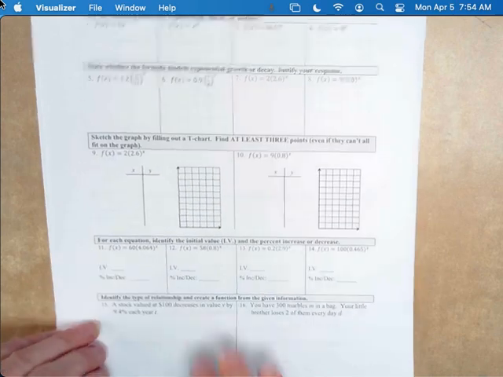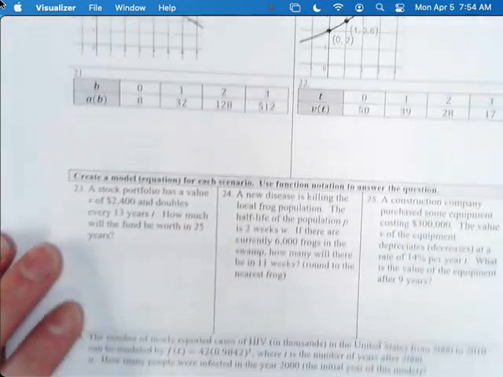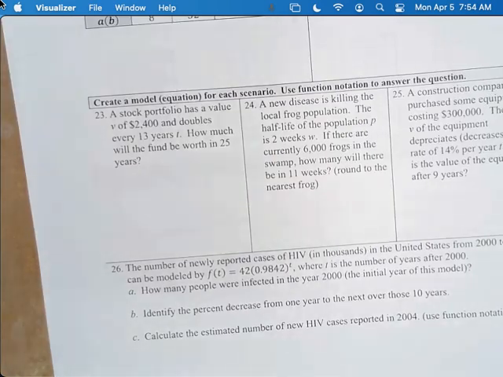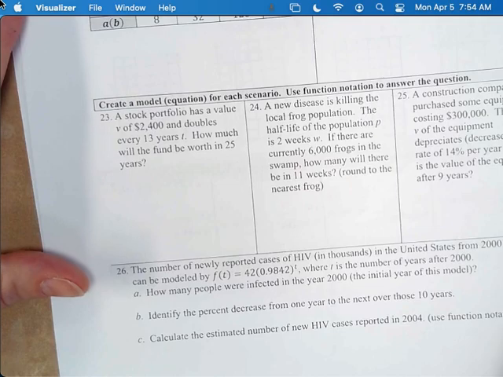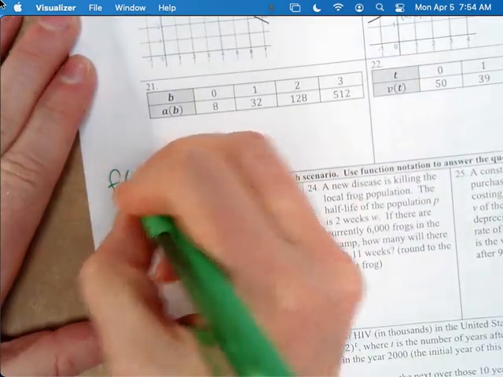23. Okay, let's look at 23. Create a model or equation for each scenario. Use function notation to answer each question. So let's see. How do we do exponential functions? It's like f of x equals what?